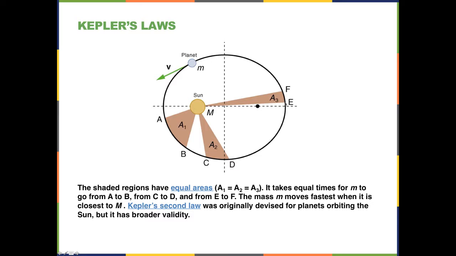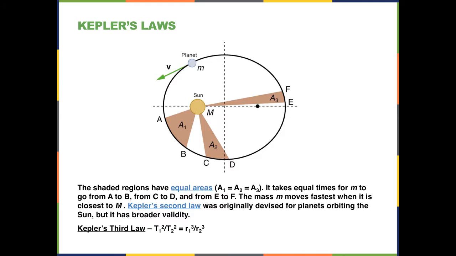Thus, the velocity of the mass has to be faster for A1, medium for A2, and slower for A3, for these areas to all be equal. And so the second law states that when the planet is closer to the sun, its velocity is increased, and when it's far away from the sun, its velocity is decreased. That's Kepler's second law. You can understand pretty quickly, if you think about it, just how complex the mathematics has been to discover this.